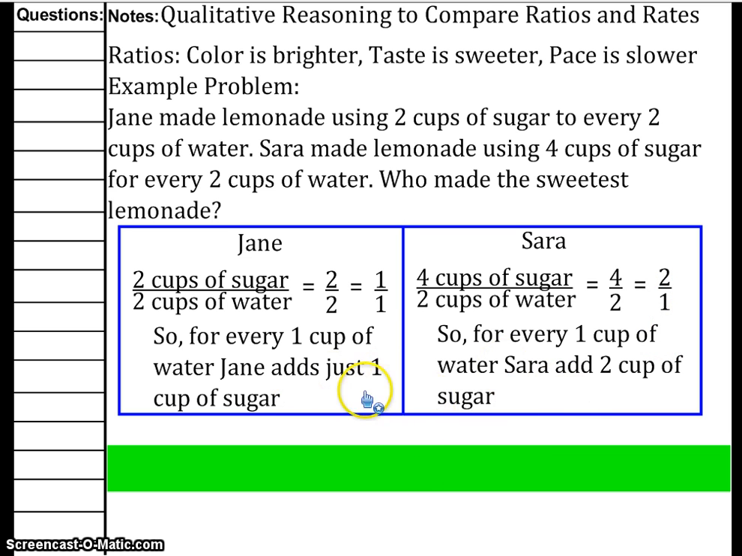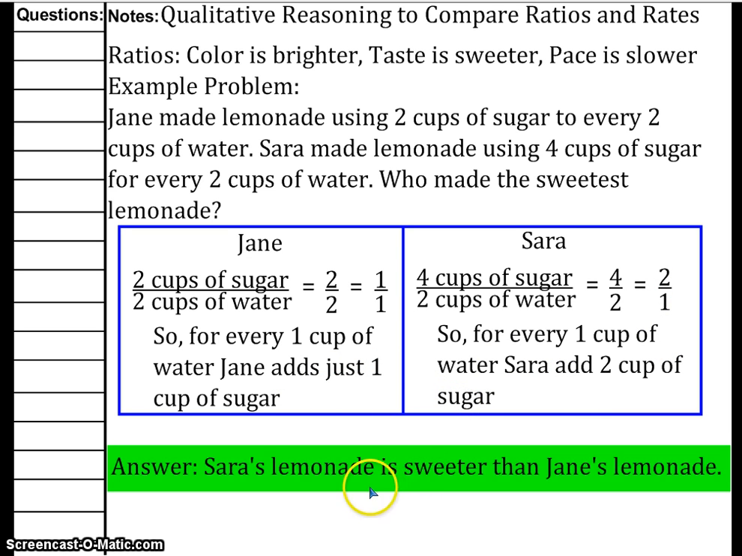So based on this information that we're given, we can say that Sarah's lemonade is sweeter than Jane's lemonade, or Jane's lemonade is less sweet than Sarah's lemonade. Please see that our answer does not have any numbers. We didn't say anything specific. We gave a general description of the comparison of Jane's lemonade to Sarah's lemonade, saying that Sarah's is sweeter than Jane's.